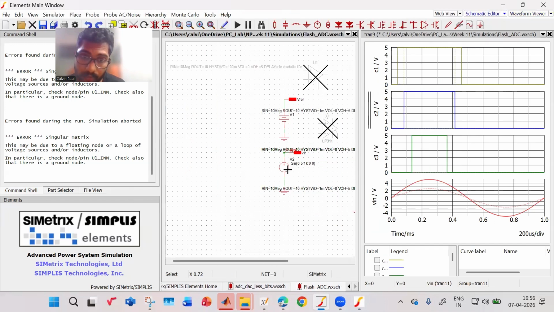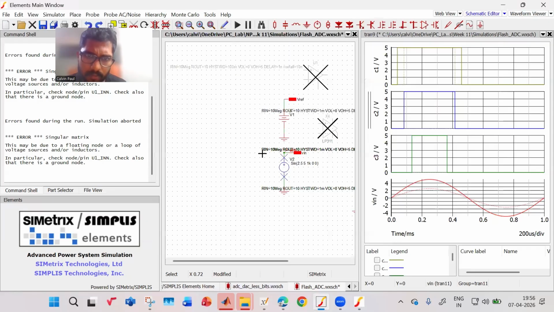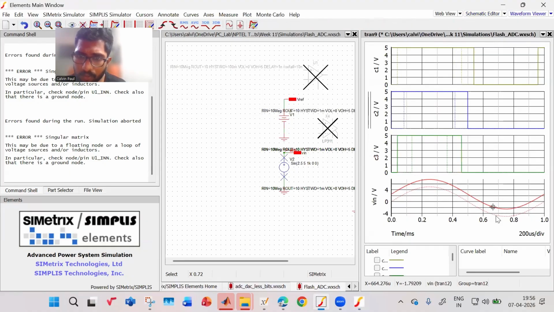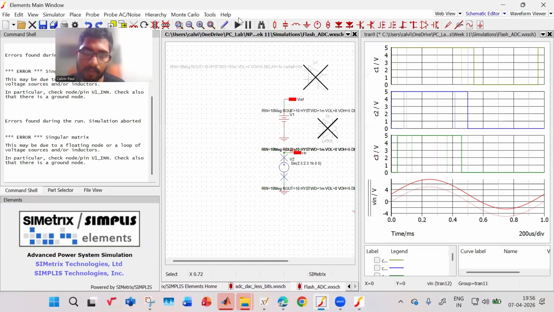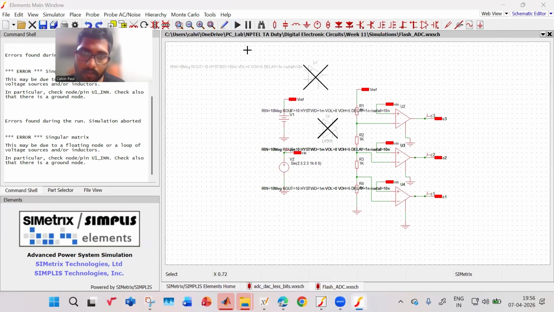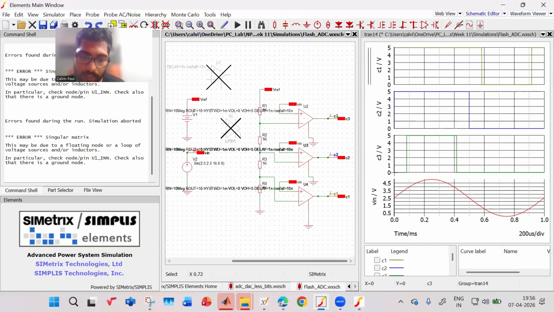But it should have an offset. Or sine wave: offset is 2.5, peak is 5. Let us see. Okay, no, peak also should be 2.5. Okay, so C3, C2, C1 all are working. Very good. Now let's complete the circuit.